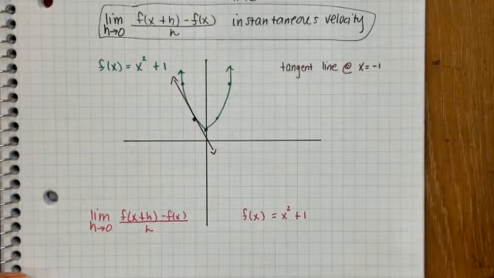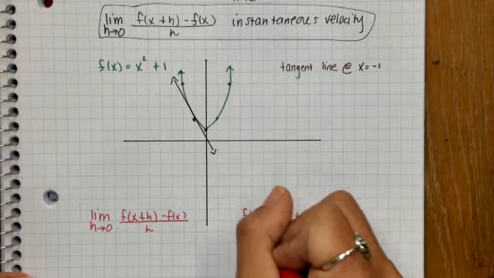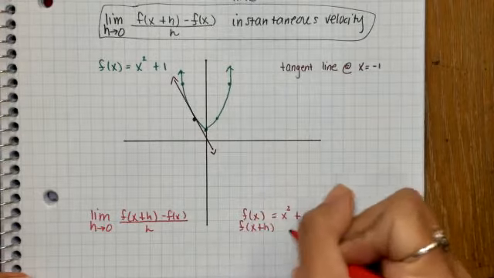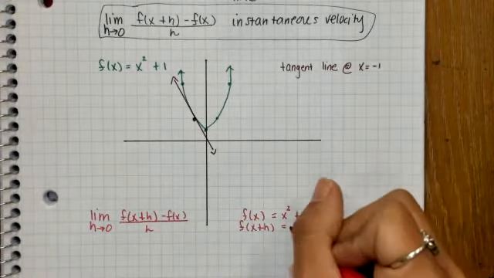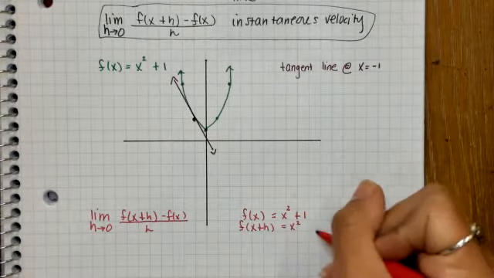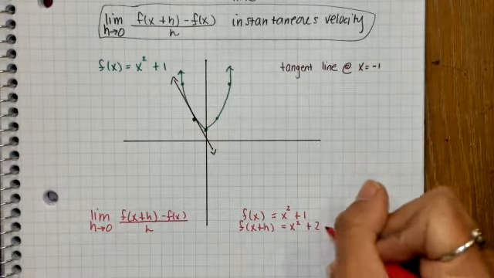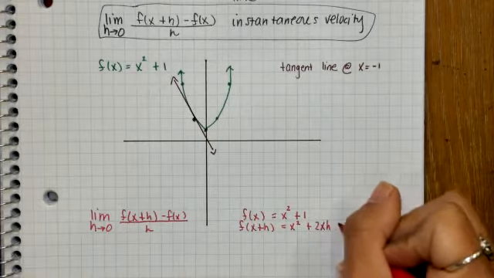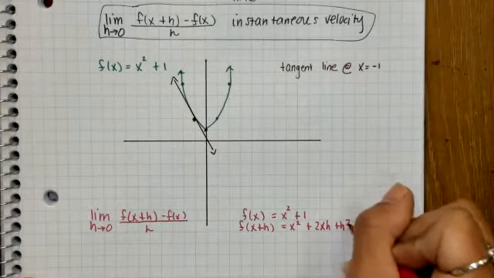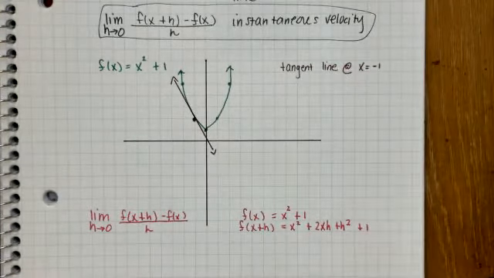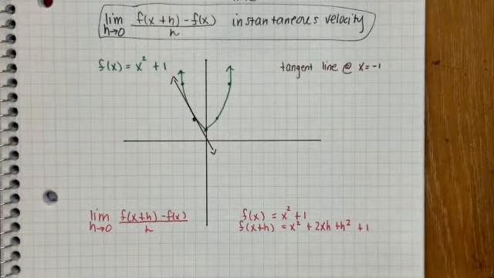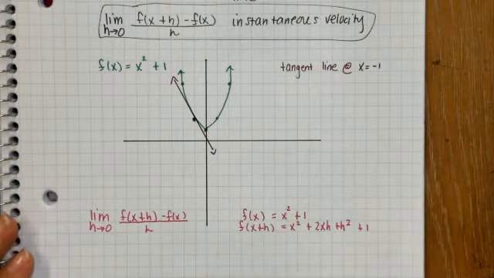So I know my f of x is x squared plus 1. And let's find the f of x plus h. The f of x plus h is going to be x squared plus 2xh plus h squared plus 1. So let's just plug generically in. We'll come back to x equaling -1 in just a second.